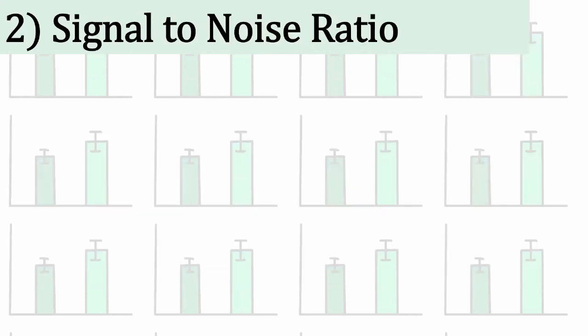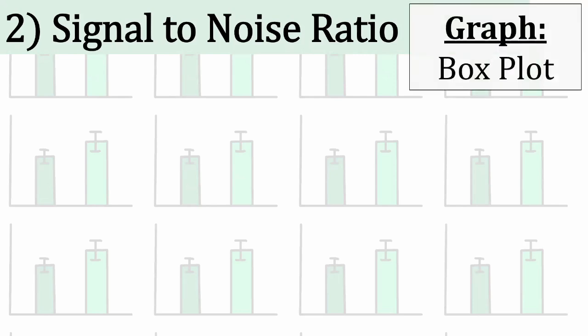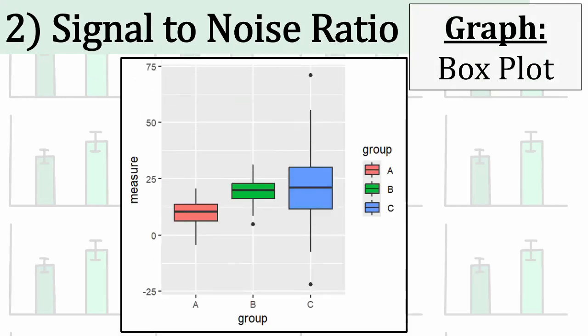All right, next piece of statistical thinking is signal to noise ratio, because that's ultimately what a statistical test is. You're generating some sort of test statistic, which is going to be a signal to noise ratio. The signal is maybe a difference between means, and the noise is how variable the data is, like what's the standard deviation. I think a box plot is a great example of this.